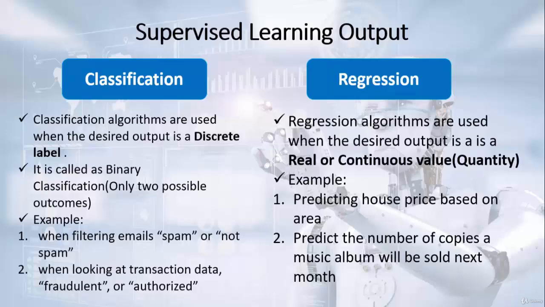Then the second one is regression. Regression algorithms are used when the desired output is a real or continuous value. It means the answer to your question is represented by a quantity. For example, predicting the house price based on area, then predicting the number of copies a music album will sell next month. These examples fall under the regression model.